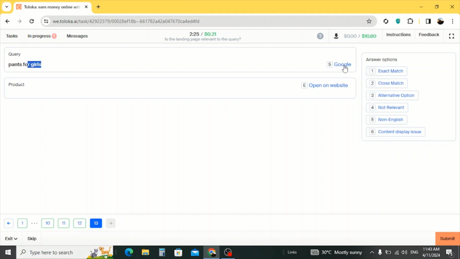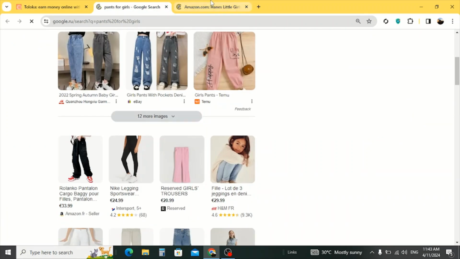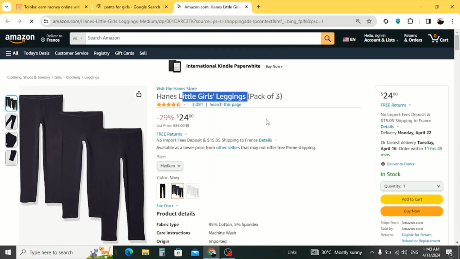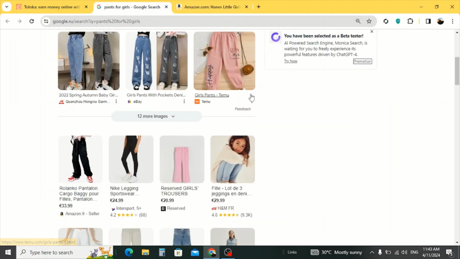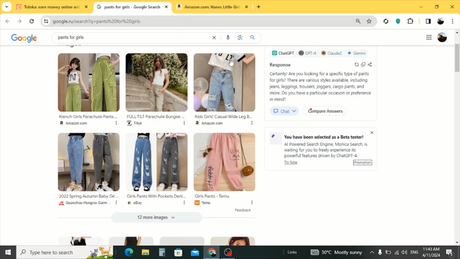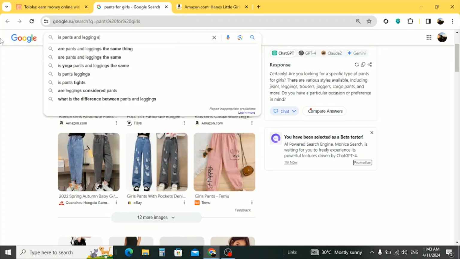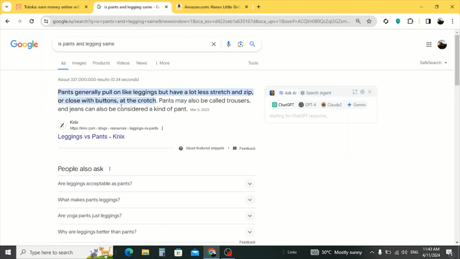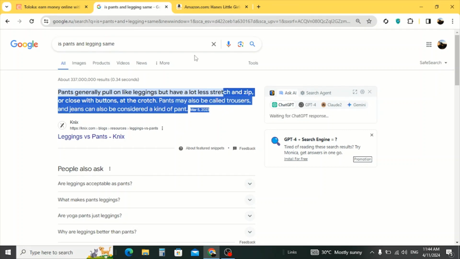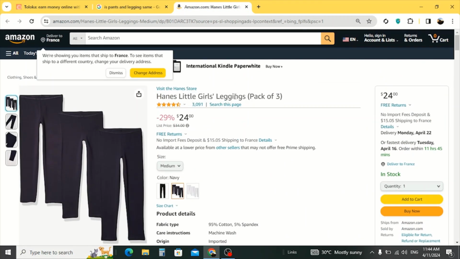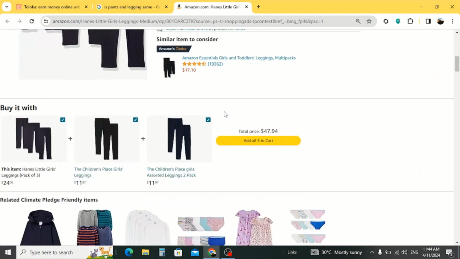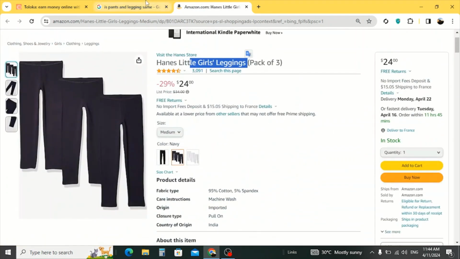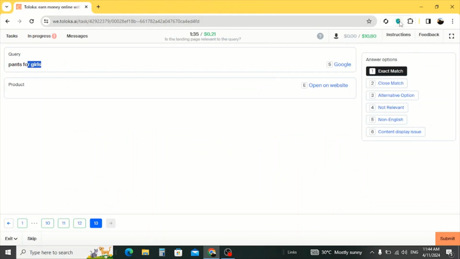Then pants for girls. Okay, for girls, Heinz little girls legging. Yes, these are similar things like pants, but legging and pants might be different. Okay, I am going to clarify myself. Are pants and legging the same? Pants generally pull on like legging, but have no stretch, or zipper close with buttons. Okay, sometimes you have to search the very basic things. Little girls legging and pants for legging. So this is actually a pant, and I'm going for exact because this is for girls and these are pants.